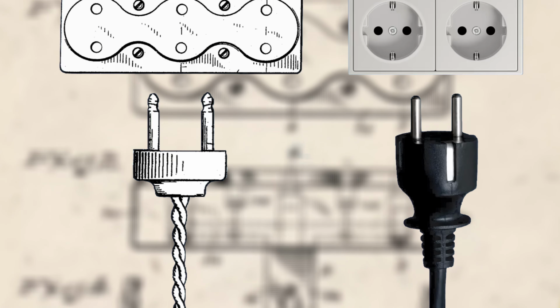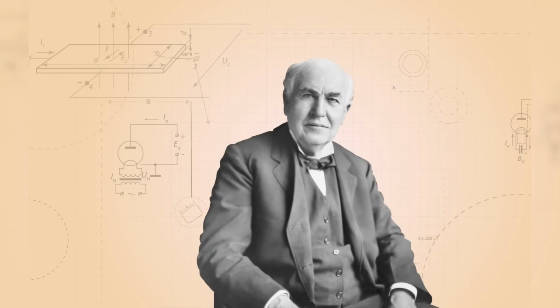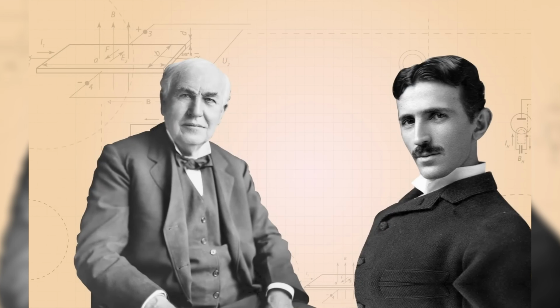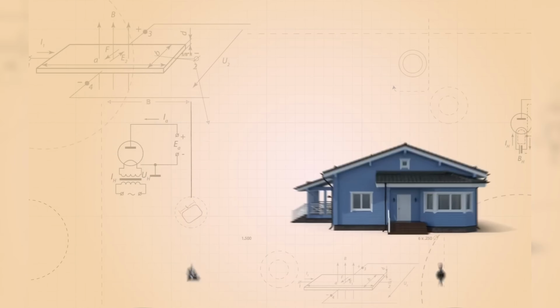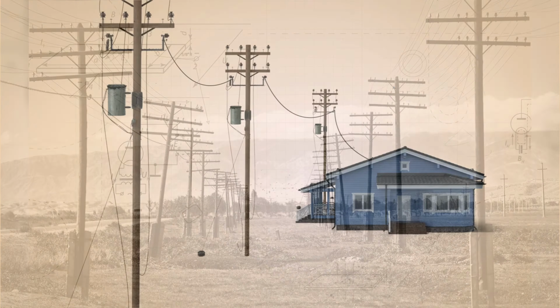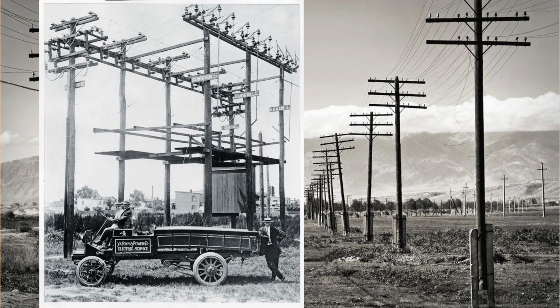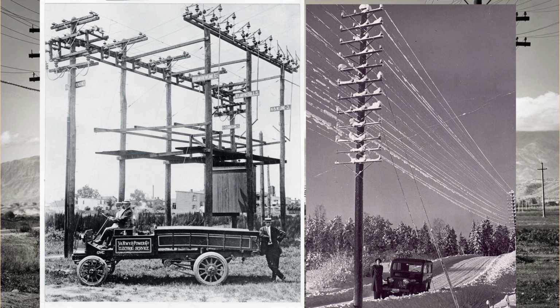Over time, wall outlets and plugs continued to evolve and improve. Why are there so many different plug types? When Thomas Edison and Nikola Tesla helped build the first modern electrical transmission systems in the 1880s, household electricity was standardized at 110 volts. However, when other countries began developing their own electrical grids, they sought improvements.